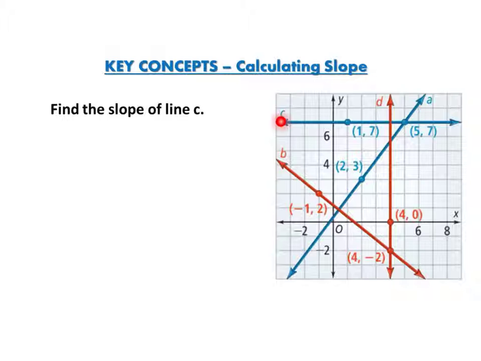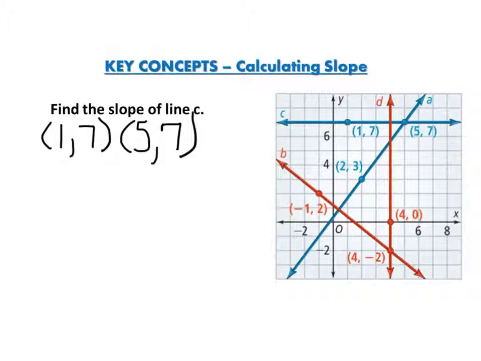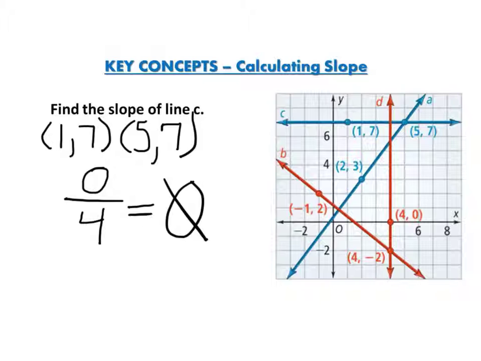Now we're asked to find the slope of line C. Well, I know that it's a horizontal line. That means we have a 0 slope. But if you forget that, we can also find the difference in the x and the y values. Here are the coordinates of the 2 points on line C. The difference in the y values is 7 and 7. There's no difference. 1 and 5, the difference is 4. And 0 divided by 4 is 0. The slope of line C is 0.